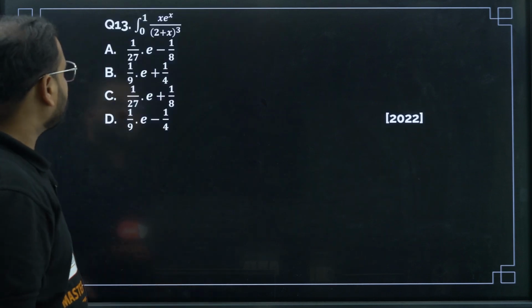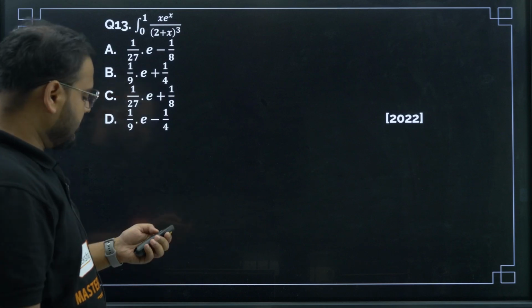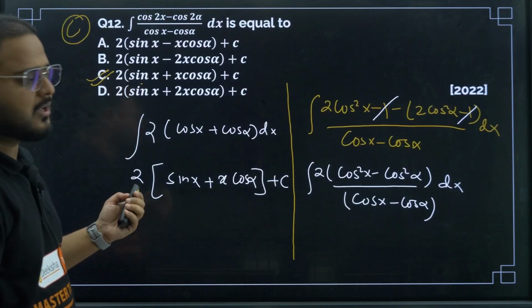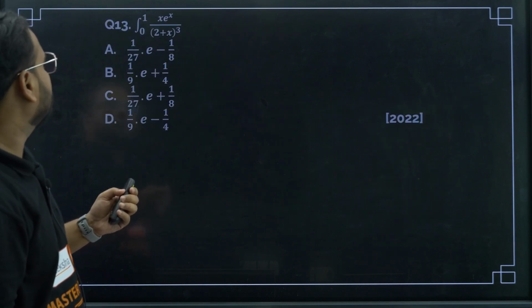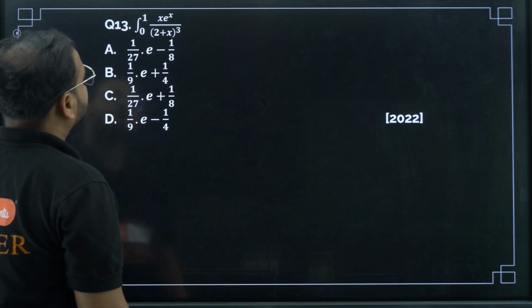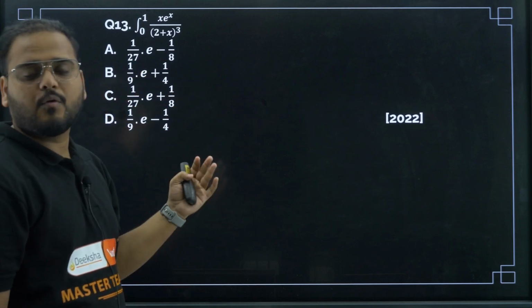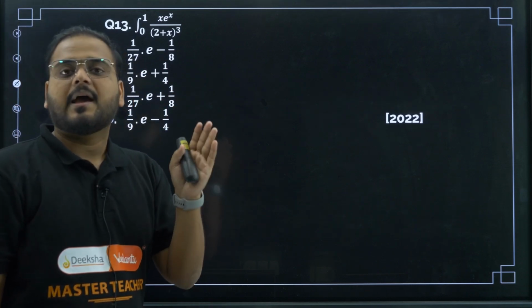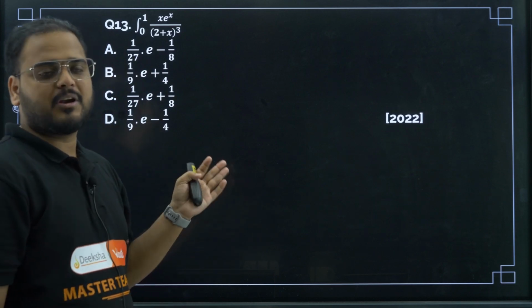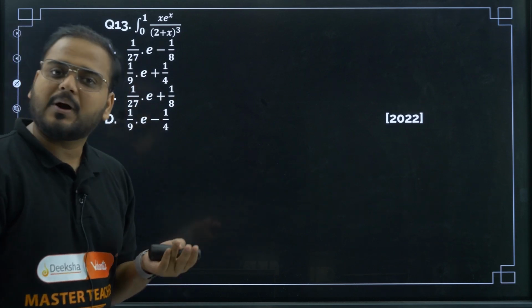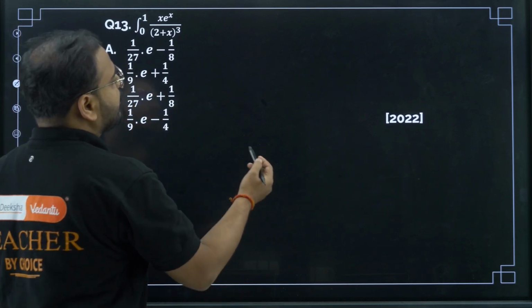Moving on. Question number 13. This is visible, right? And this is a simple question asked in 2022. I have e power x again present here. I'll go for that form, e power x times fx plus f dash of x. If that is there under the integration, the answer is e power x fx. So let's see what I can do about this.